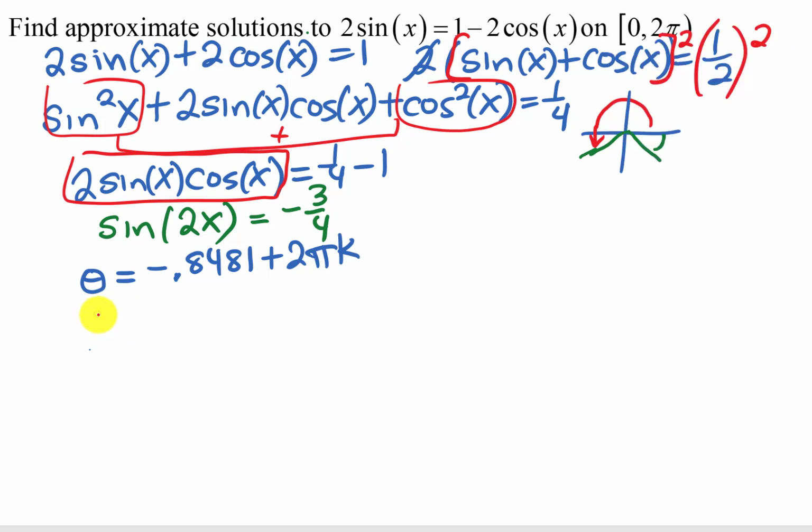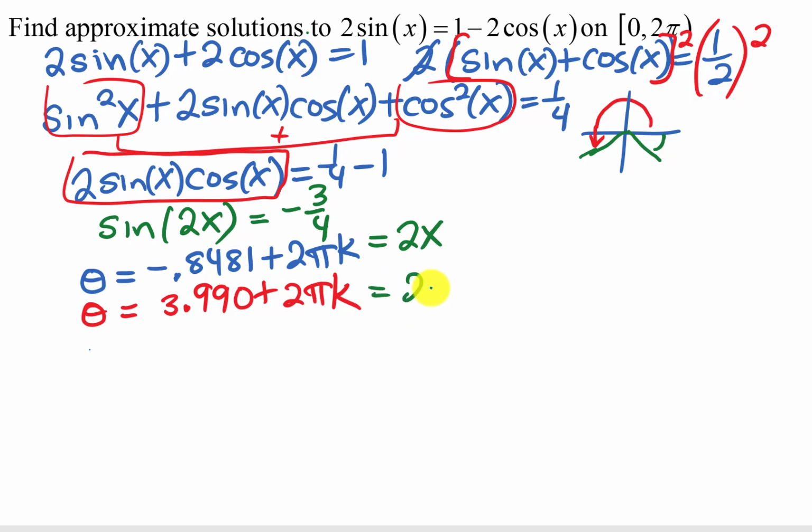So my other answer is 3.990 plus 2 pi k. Now remember, those are all the answers if it would have been theta, but it wasn't theta, it was 2x. So I need to divide everything by 2 to find out what x equals.